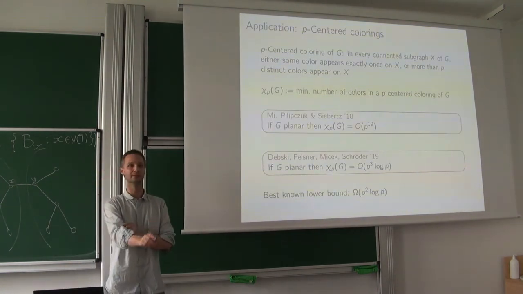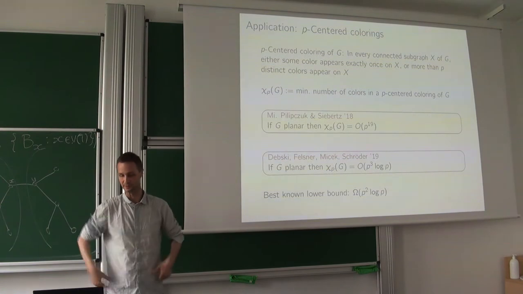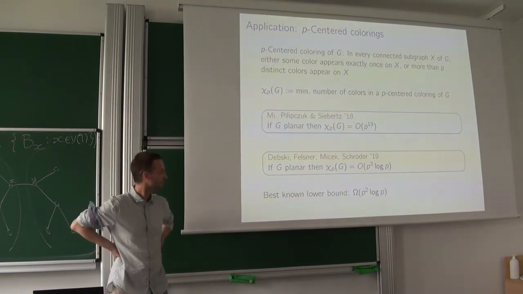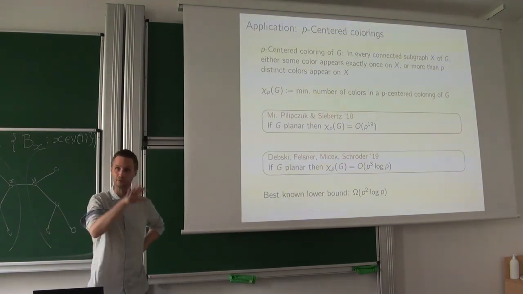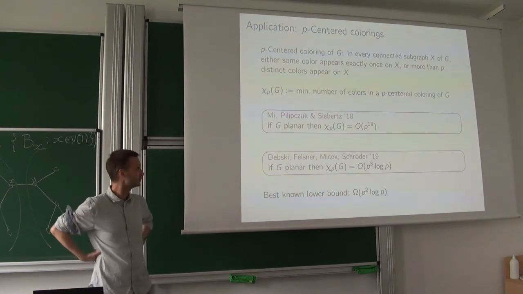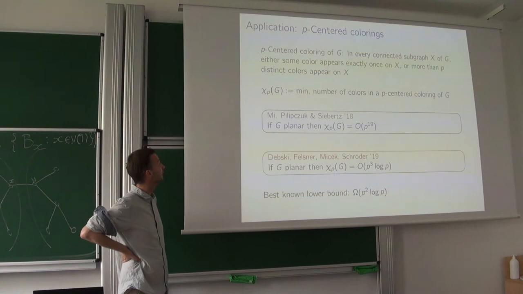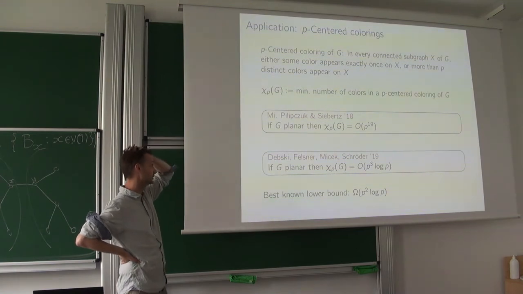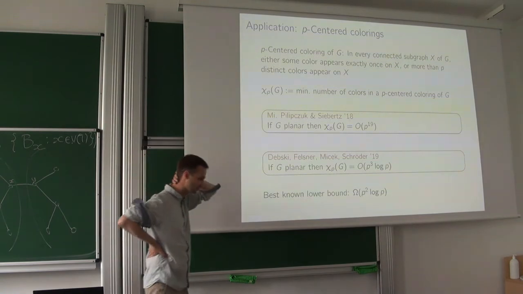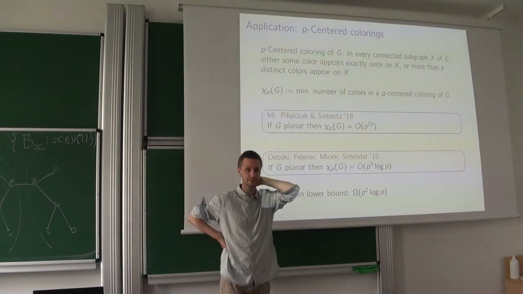Now, let me turn to some applications. As I already mentioned, I want to give more of an overview, so I won't really tell you about the proofs. We are going to look at this version in the exercise session, actually. So the first application is about p-centered colorings.